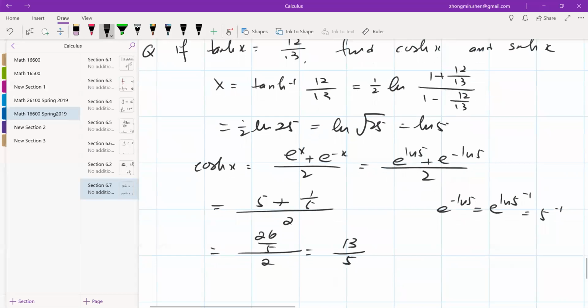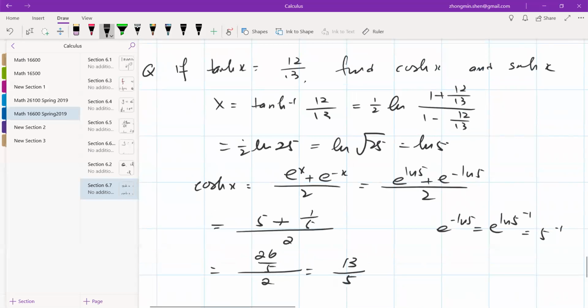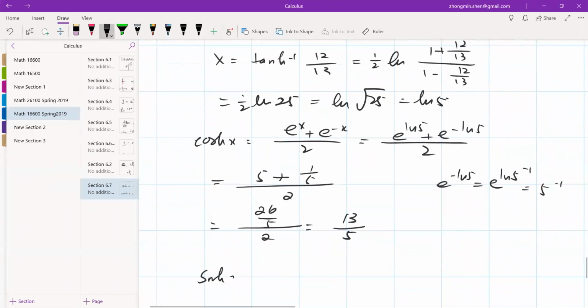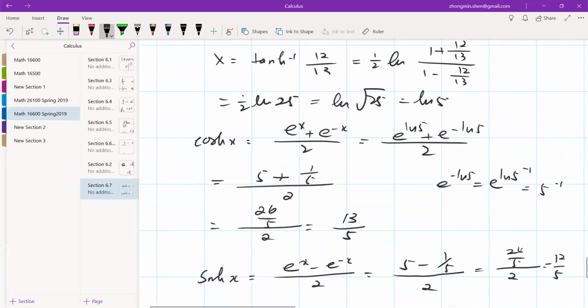And similarly, by similar argument, hyperbolic sine x is going to be e to the x minus e to the negative x over 2. So that will be 5 minus 1 over 5, divided by 2. That will be 24 over 5 divided by 2. That will be 12 over 5. Okay.